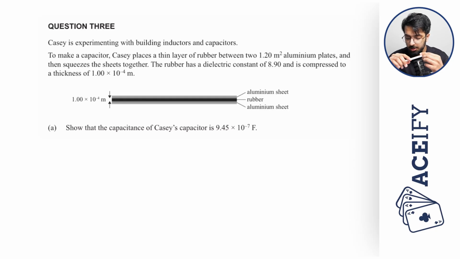Casey is experimenting with building inductors and capacitors. To make a capacitor, Casey places a thin layer of rubber between two 1.2 meter squared aluminium plates and then squeezes the sheets together. The rubber has a dielectric constant of 8.9 and is compressed to a thickness of 1 times 10 to the negative 4 meters. Show that the capacitance of Casey's capacitor is 9.45 times 10 to the negative 7 farads.